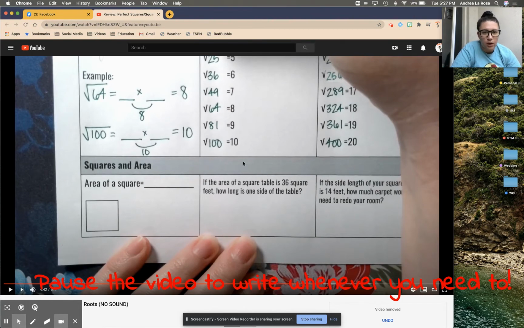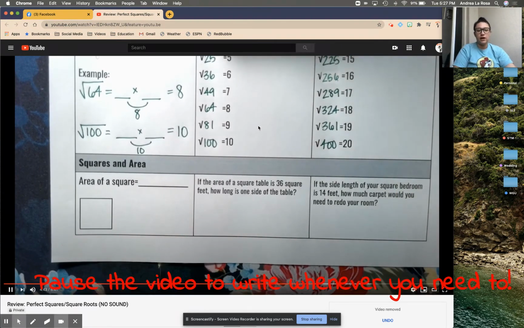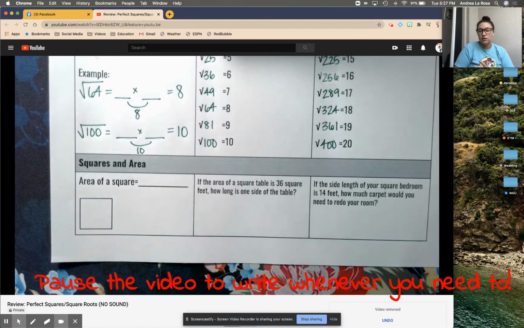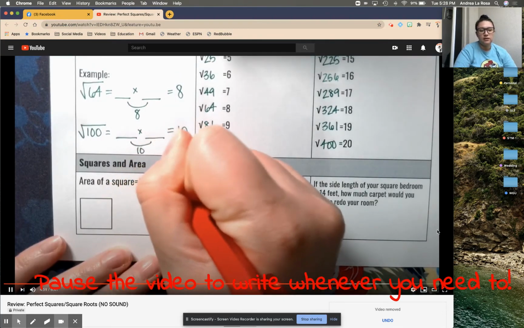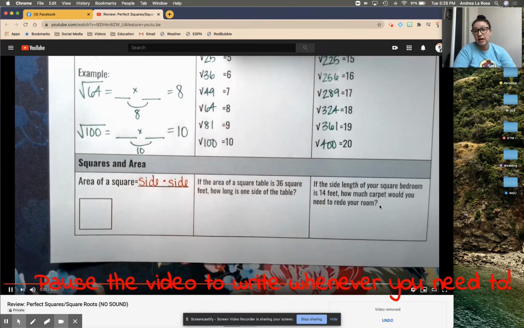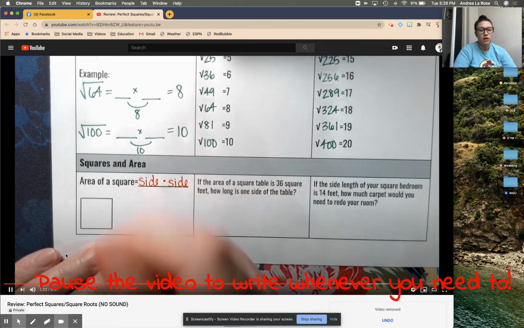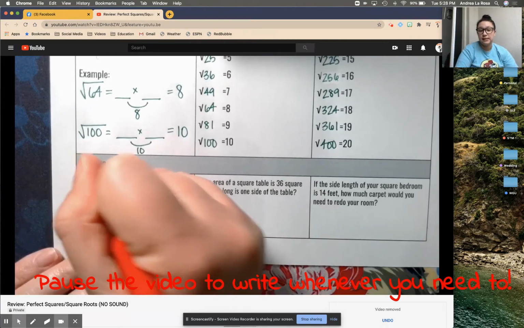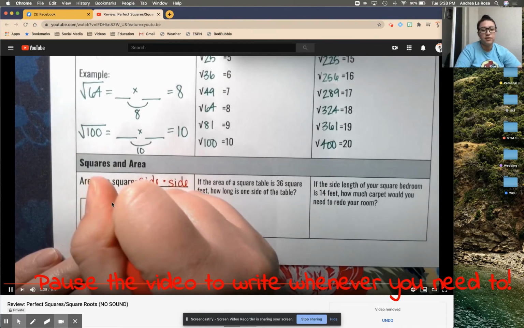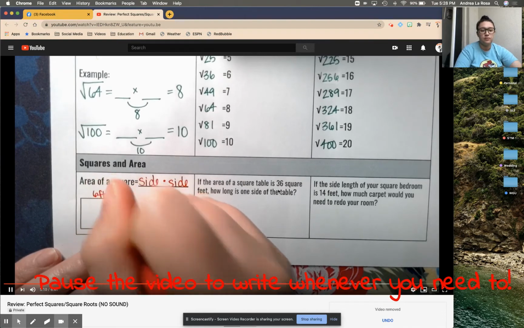All right, so squares and area. If you forgot, the way that you find the area of a square is you take the side length times the side length. So we're going to get that written in. The side times the side is going to give me the area of the square. Let's say the side length is 6. Both sides of my square are 6 feet.